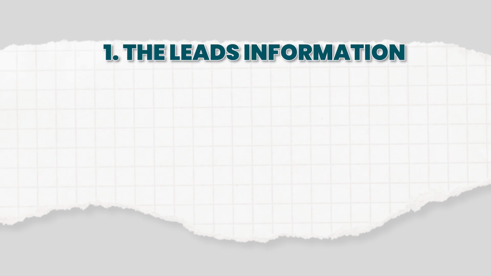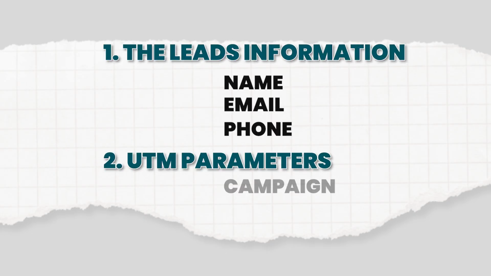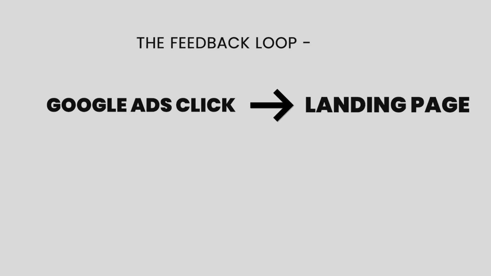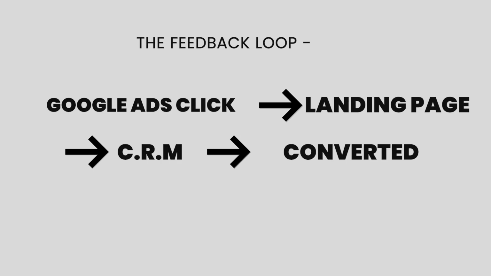No matter which path the lead takes, it carries two things: the lead's information, name, email, phone, and the UTM parameters: campaign, keyword, device. Image showing the feedback loop: Google Ads click, landing page, CRM, converted signal sent back to Google Ads. But what if you don't have a high-end CRM?